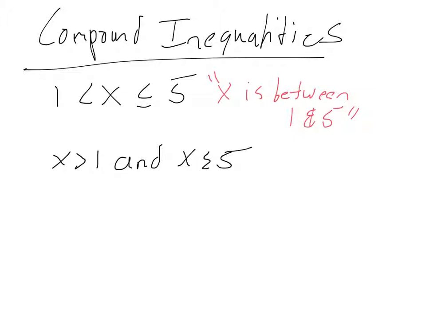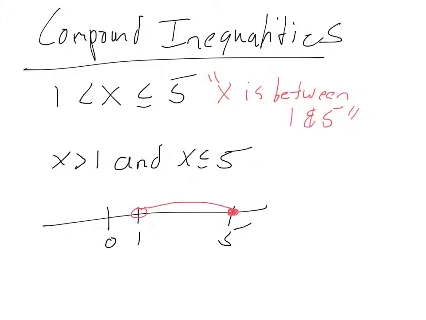And it's really important that we use the word and, right? Can't be the word or. Let's look at that visually for a second here. If I were to graph this set, here's 0, let's say here's 1, and over here, here's 5. Then it's all the numbers that are greater than 1 and less than or equal to 5. So the 1 we should leave open, and the 5 we should fill in, and then we'll connect them. So it's all the numbers that are greater than 1 and less than or equal to 5.